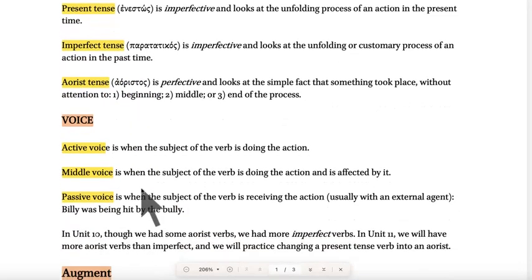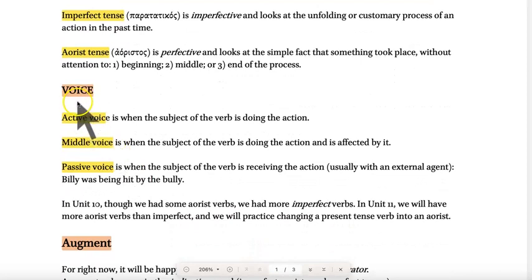And then we've got a consideration of voice. We've talked about this in class. Active voice is when the subject of the verb is doing the action. Middle voice is when the subject of the verb is also doing the action but is affected by it. We do not have middle voice in English. Passive voice is when the subject of the verb is receiving the action, usually with an external agent. For example, Billy was being hit by the bully. The external agent is the bully.